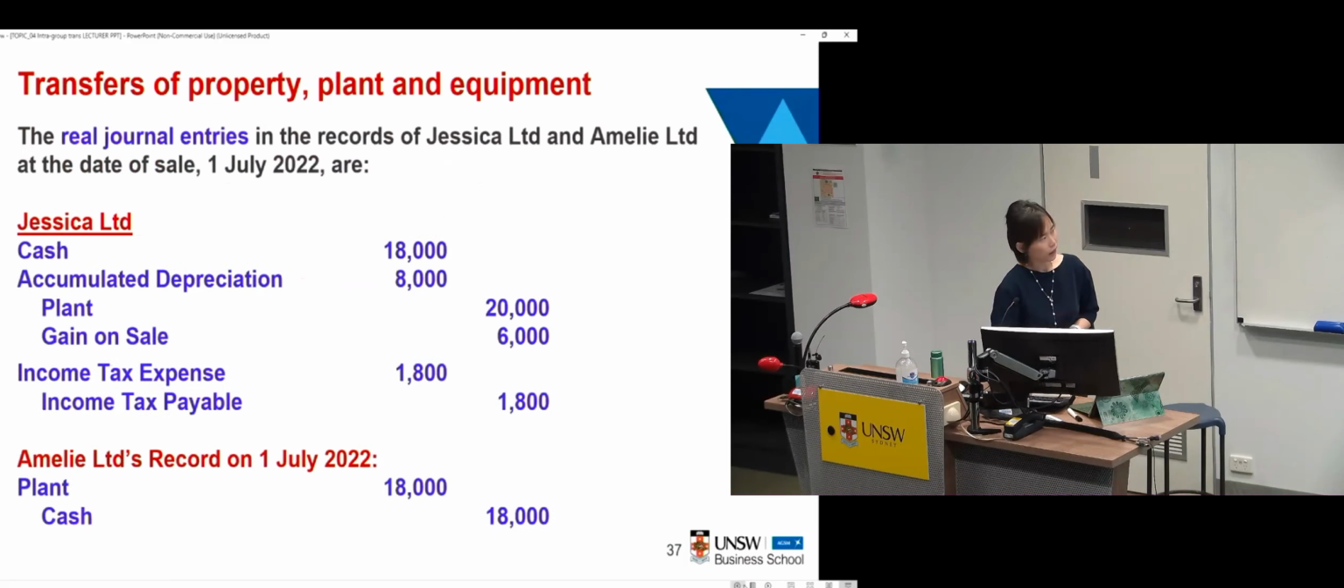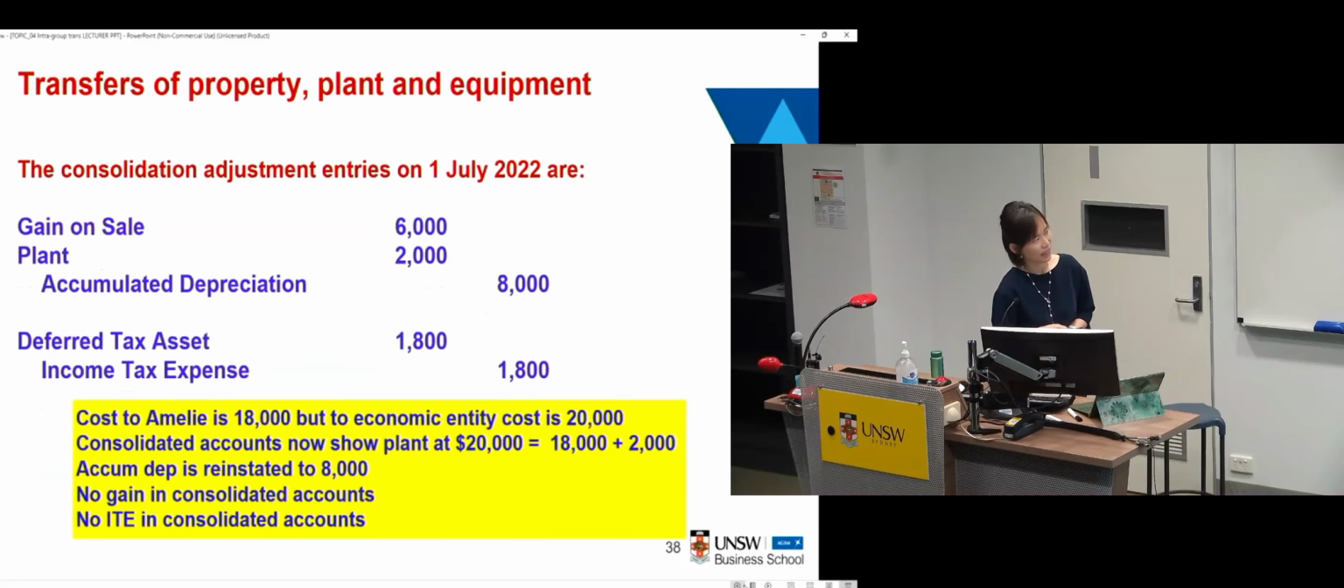Now, alternatively, if we go back to look at the entries recorded by Jessica, you can see Jessica paid tax for the gains. But from the group viewpoint, this is an advance tax payment made by Jessica. And that's why DTA represents future tax benefits, right? So it is also raised due to the advance tax payment made by the legal entity. Okay. All right, so that is the worksheet entries on 1st July 22. That is immediately after the transfer.